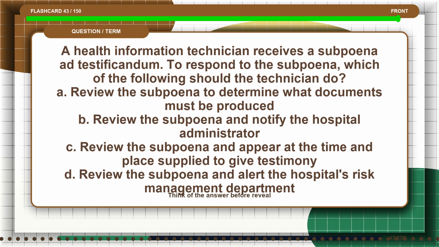Flashcard 43. A health information technician received a subpoena ad testificandum. To respond to the subpoena, which of the following should the technician do? A. Review the subpoena to determine what documents must be produced. B. Review the subpoena and notify the hospital administrator. C. Review the subpoena and appear at the time and place supplied to give testimony. D. Review the subpoena and alert the hospital's risk management department. Think of the answer before the reveal.